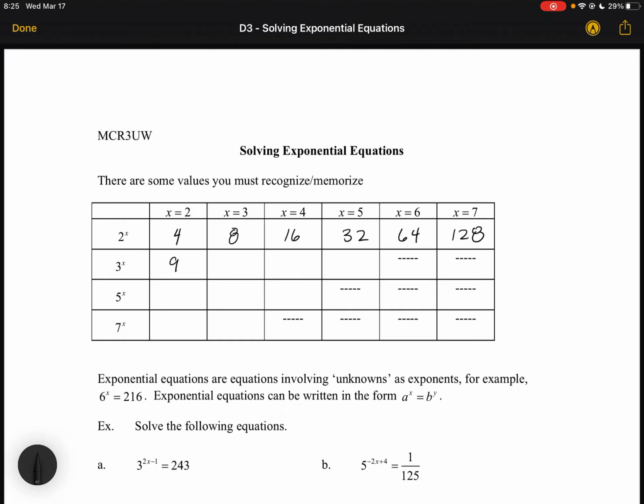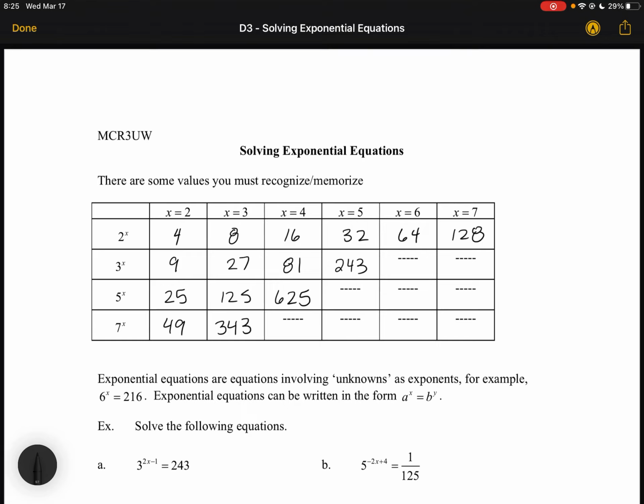So the 3's, we've got 9, 3 cubed is 27, 3 to the 4 is 81, 3 to the 5 is 243, and then we've got a couple of 5's, so 25, 5 cubed is 125, and then 5 to the exponent 4 is 625. And then we've got 49, and then 7 cubed is 343.